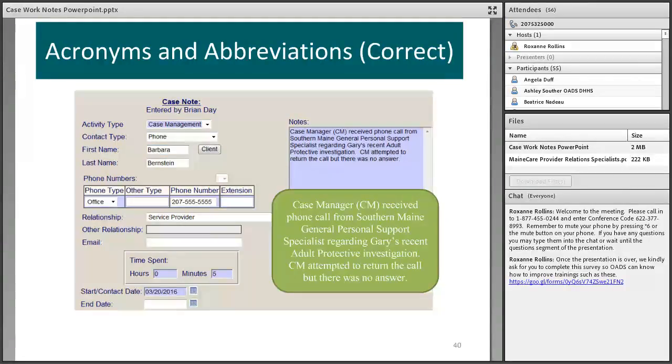Case manager, and then you put CM in parentheses so that in the future in that note, not future notes, but in this note, you can then just say CM because you've identified it once. Received phone calls, spell out phone calls from Southern Maine General Personal Support Specialist. You can't do the SMG PSS because nobody knows who that is. You have to spell it out. Regarding the recent adult protective investigation, CM attempted return call. So again, you see where the CM is because you've already explained it. In every note you write, you have to explain it again.